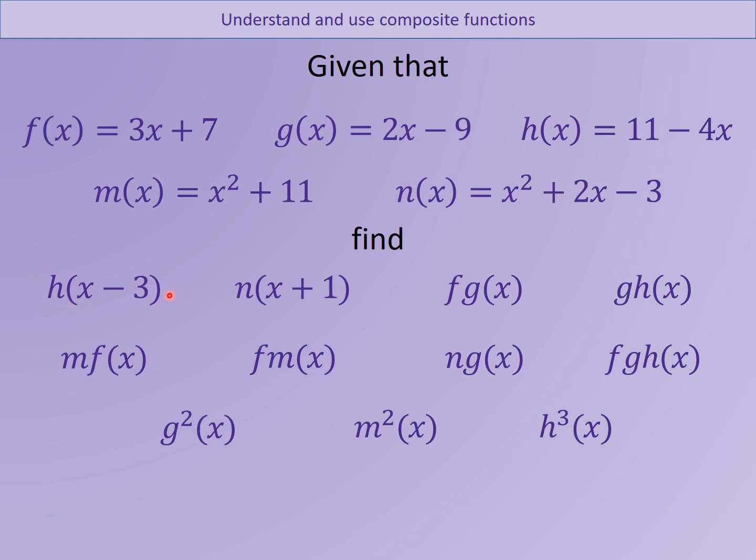So can you have a go at using the h function with x minus 3? So that's the h function just with x minus 3. That's a bit basic one. It gets more interesting. My only bit of advice is when you get down to g squared, think about g squared. That is the same as g of g of x.